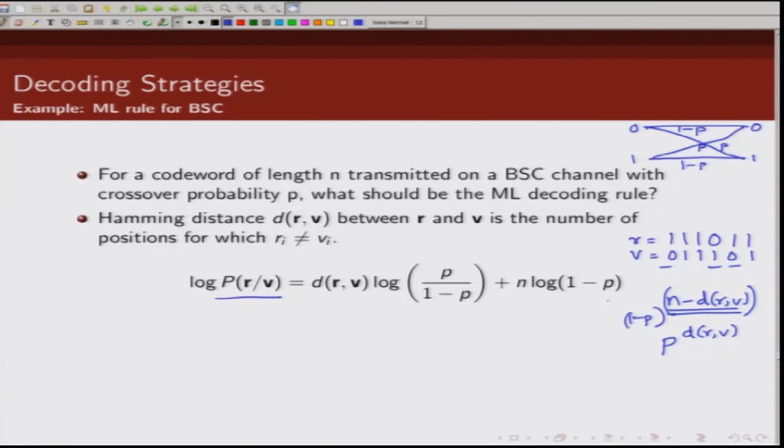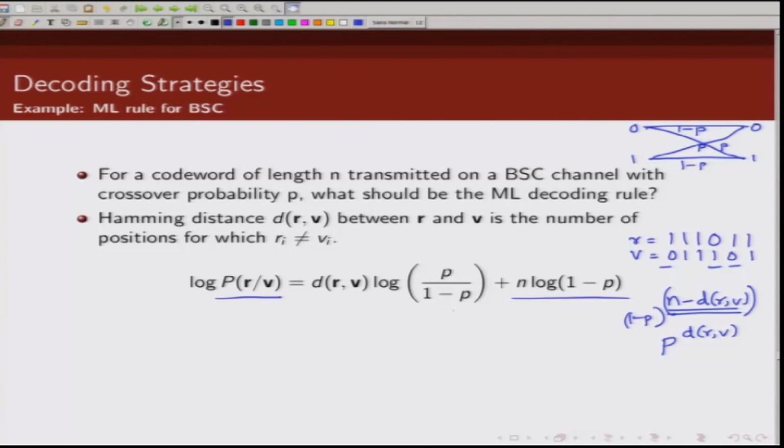So, to maximize this probability, we have to choose our v hat such that this is maximized. Now, look closely at both of these terms. Let us first look at this term. Does this term depend on selection of v? No, it depends on n, which is code word length, and it depends on crossover probability p. So, whatever v we choose, it does not change this probability. In other words, to maximize this, we will have to maximize this first term.